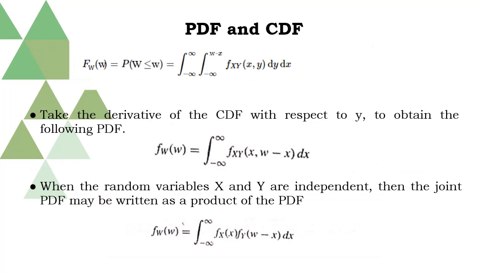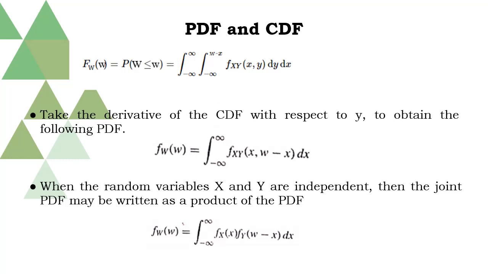We have already calculated the equation for the CDF. From the equation of the CDF, now we are going to derive the equation for the PDF. For that, take the derivative of the CDF with respect to w and apply the limits, so that you will get the equation for the PDF as f_W(w) is equal to integral from minus infinity to infinity f_XY(x, w minus x) dx.